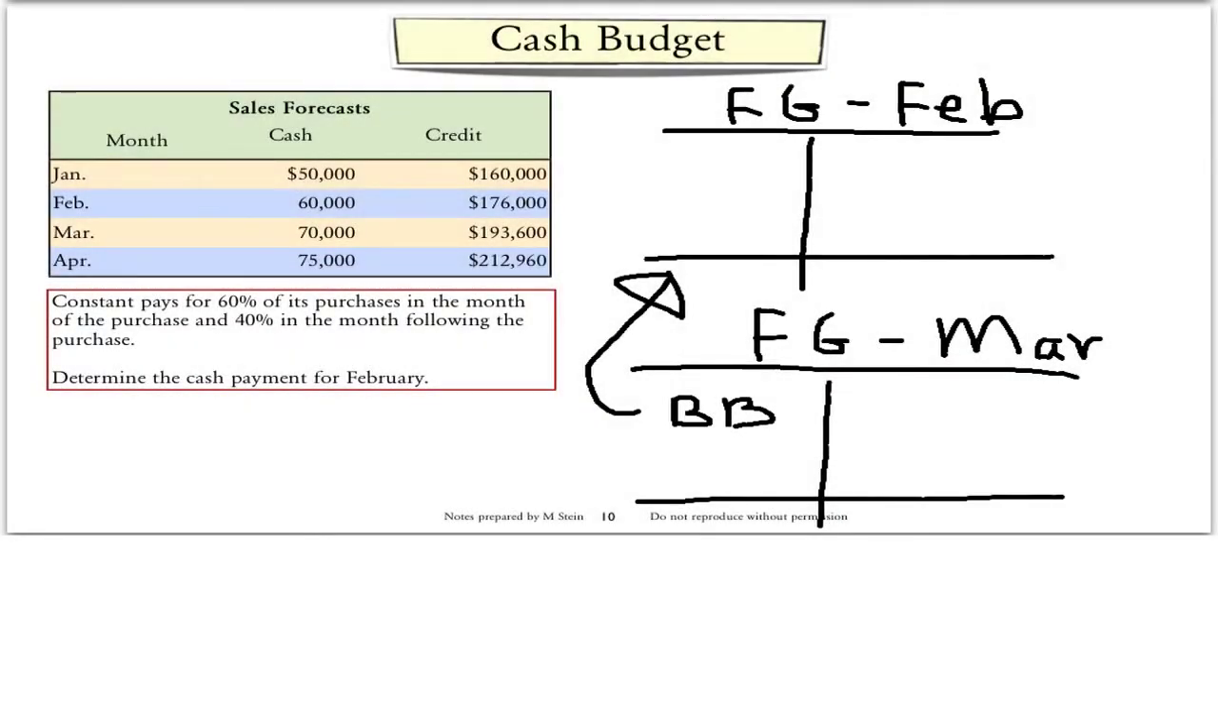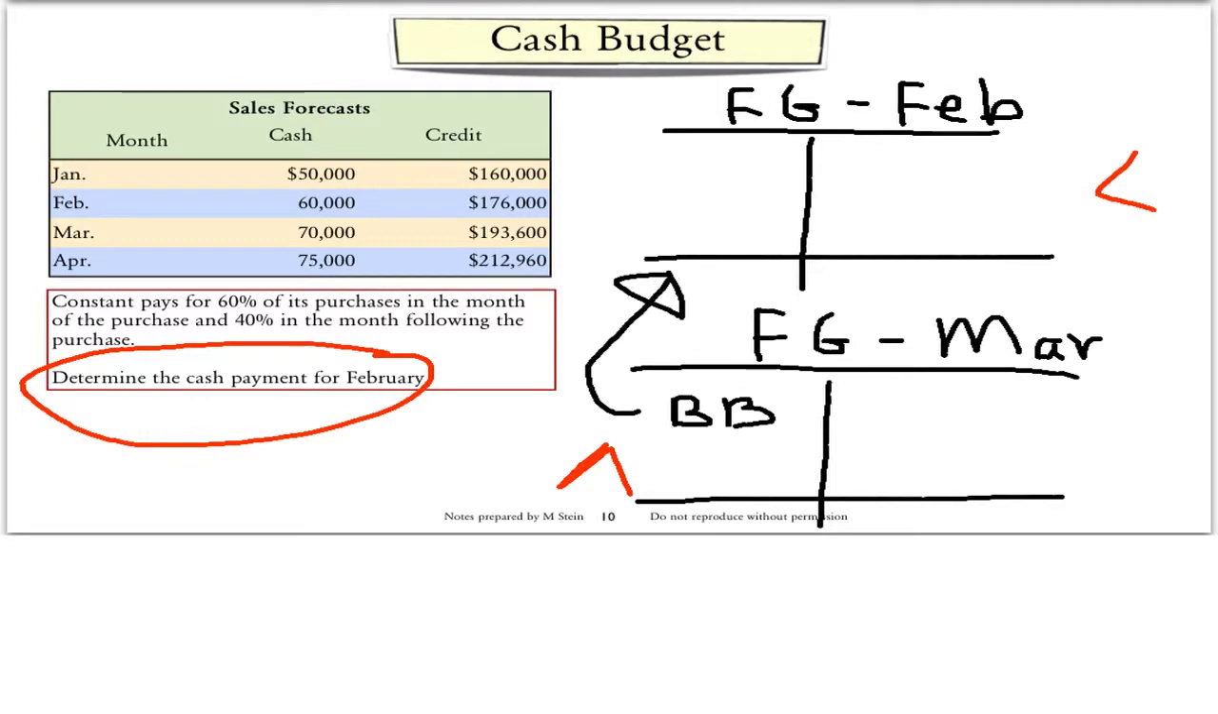We're now going to try to determine the cash payment for February. This is a rather involved calculation since we're going to have to work through the inventory for February, but of course this requires that we also work through at least partially the inventory for March. Ultimately, what we need is the amount of February purchases.